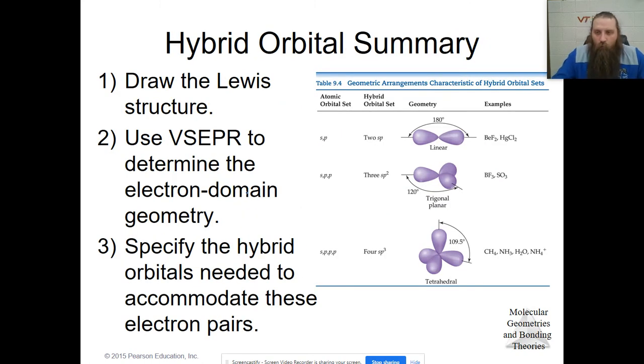What can we pull out of all this? What's the summary? Number 1, draw the Lewis structure, okay? VSEPR tells us what the electron domain geometry is. Is it linear, trigonal planar, tetrahedral, whatever? Once you know that, then you can figure out how many hybrid orbitals you need to accommodate those electron pairs. This is where we say, okay, I need s, I need p, I need p, I need p, so it must be sp3. If I only need the s orbital, the p orbital, and the second p orbital, then it's sp2. If I only need s and one p orbital, then it's sp. All right, so that's how I use this.